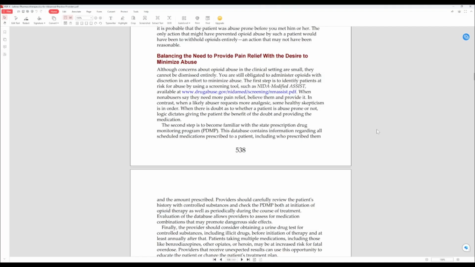When non-abusers say they need more pain relief, believe them and provide it. In contrast, when a likely abuser is requesting more analgesic, some healthy skepticism is in order. When there is doubt as to whether a patient is abuse-prone or not, logic dictates giving the patient the benefit of the doubt and providing the medication.